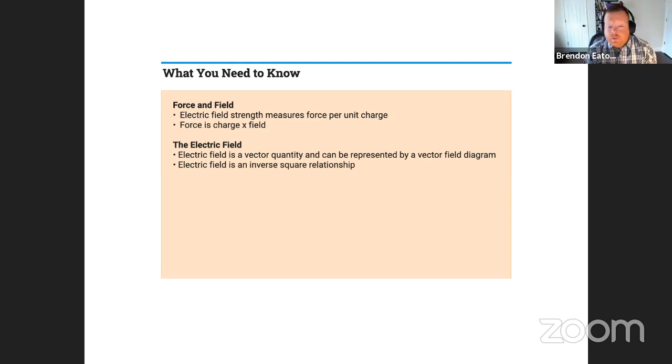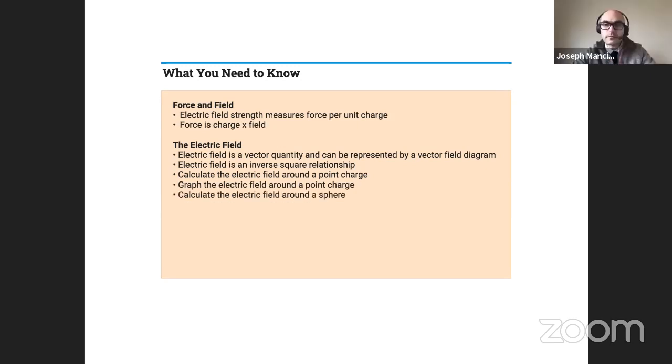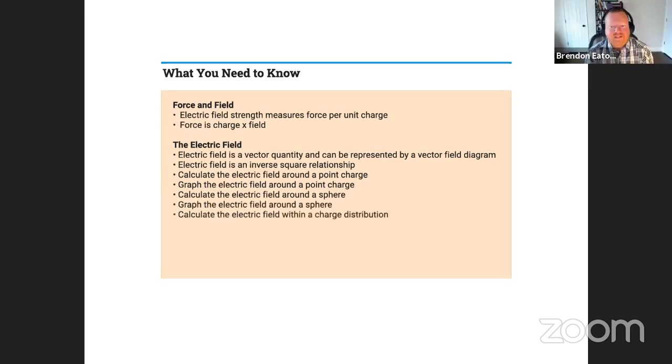The electric field is an inverse square relationship, as Mr. Mancino touched on with forces at least, but we're still talking about that inverse square relationship. We need to calculate the electric field strength around a point charge. You should be able to graph the electric field around that point charge. You should calculate the electric field around a sphere, graph the electric field around a sphere. There's lots and lots of fields and graphing and calculating.